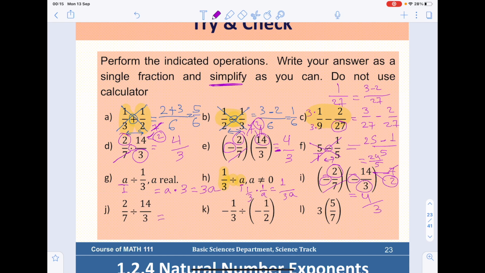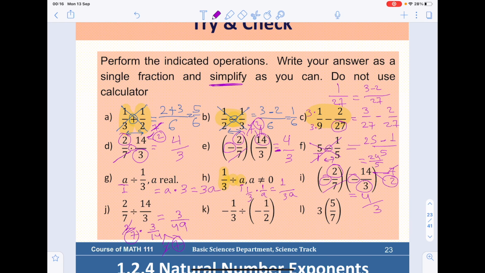In J, we have 2 over 7 divided by 14 over 3. So we will keep the first fraction, change the operation, flip the second fraction. Now we can also simplify. 14 is 2 times 7, so I'll cancel this 2 with this 2. I will be left with the 3, and down 7 times 7, which is 49.